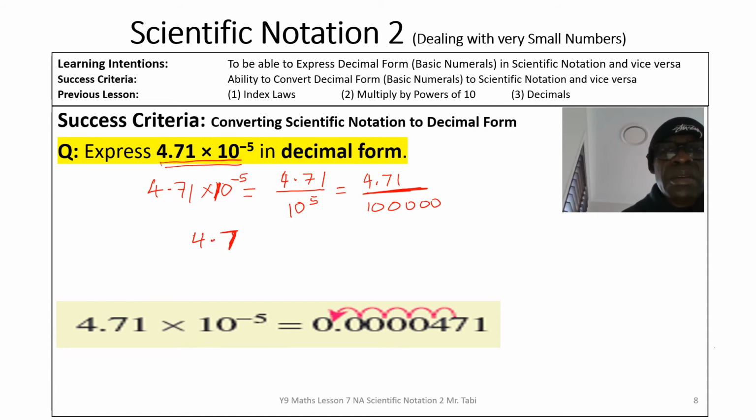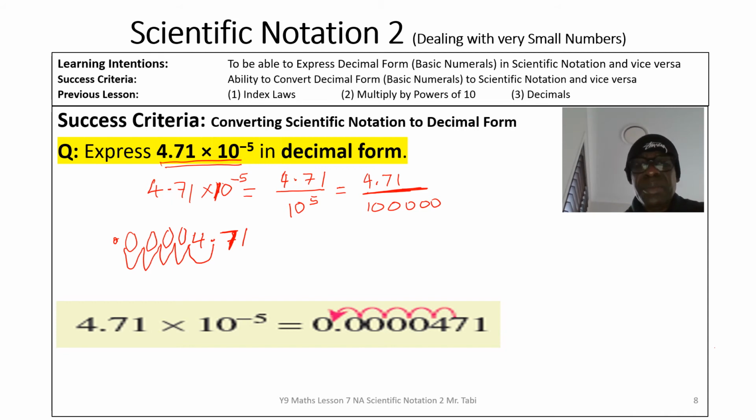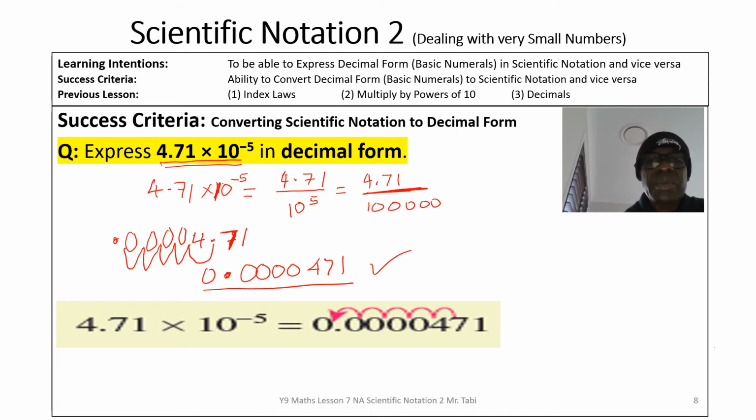So I write my 4.71 and the point moves 1, 2, 3, 4, and 5. And so the point will be here. There's nothing here, I put 0, nothing there, I put 0, nothing here, I put 0, and nothing there, I put 0. So there are 4 zeros that come there. So my number now is .0000471. But I have to put a 0 here because I cannot start without that. So this is equal to 0.0000471.